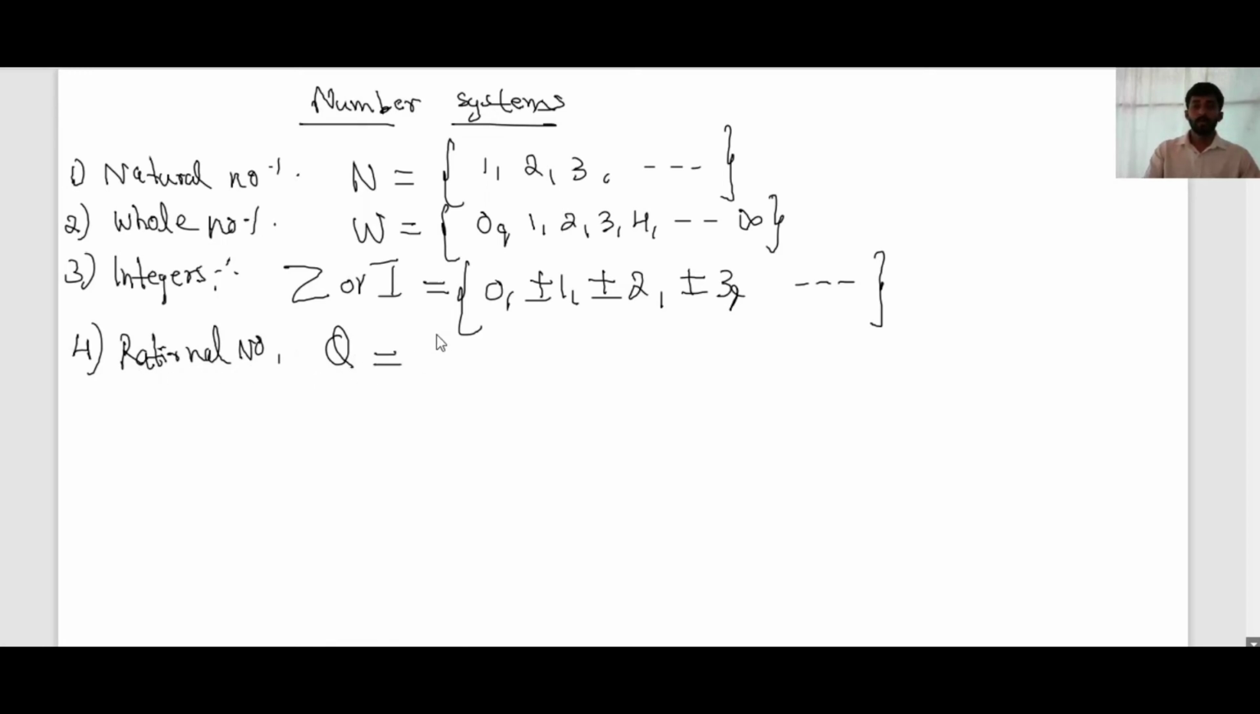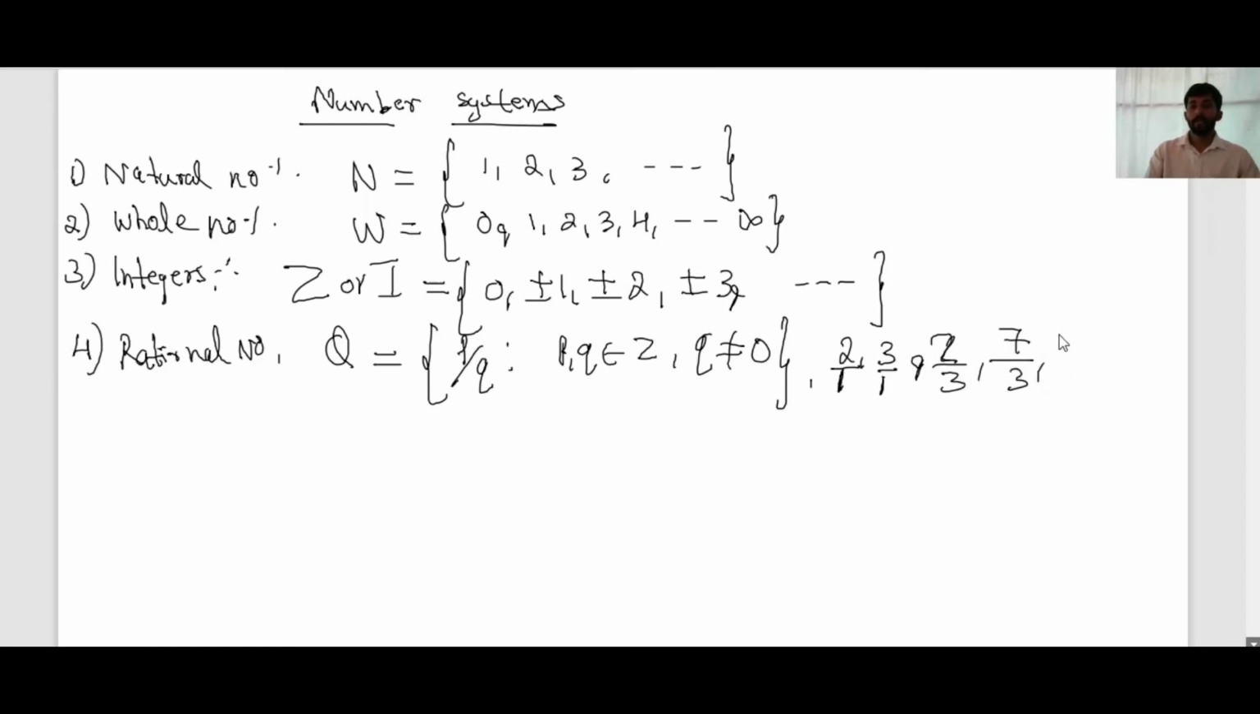Okay, Q that includes all numbers in the form p by q, such that p and q are integers and q is not equal to 0. Okay, for example, see, write some examples. You may write 2, 3, all these are rational numbers only, right? Why? 2 can be written as 2 by 1, 3 can be written as 3 by 1, or 2 by 3, or 7 by 3. Okay, or 8 by 4, it's equal to 2. Again 2 can be written as 2 by 1.